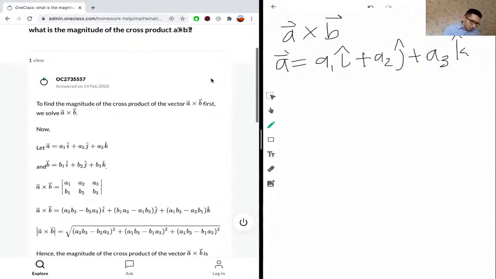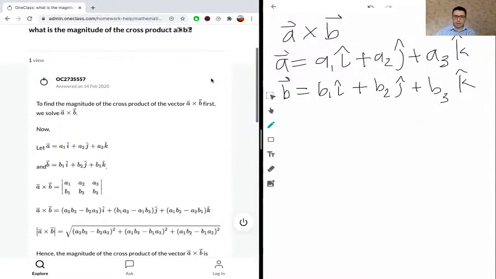So B equals B1 i plus B2 j plus B3 k, not j. So these are the separate components for each vector, and this will help us figure out the equation for the cross product.